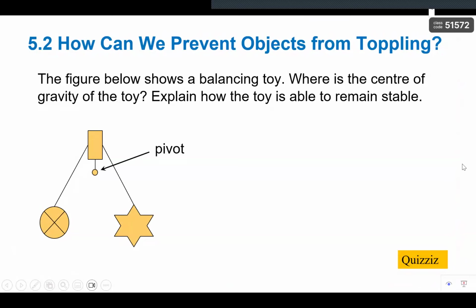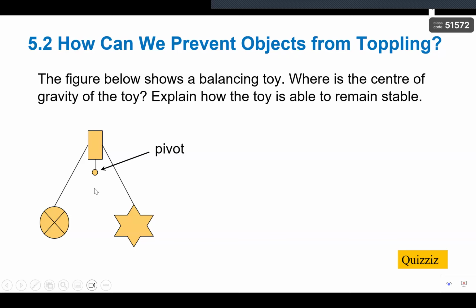This is again the balancing toy. Where is the center of gravity? You should be able to identify that this ball over here and this star over here are the heavy objects. They will lower the center of gravity. And in all cases, the center of gravity must be in line with the pivot. So in this case, the center of gravity is directly below the pivot.